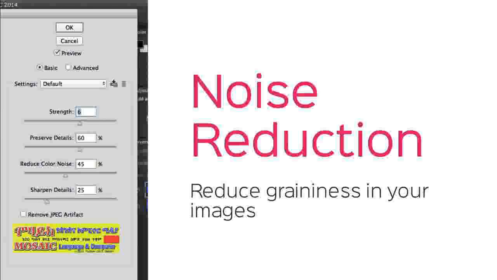Noise isn't just caused by sharpening. It can also appear in your image for other reasons, for example, if the photo was taken in lower light. Luckily, you can reduce this using a noise reduction filter.